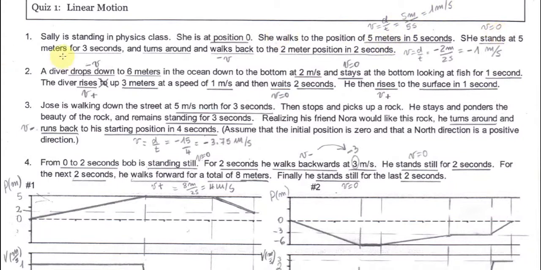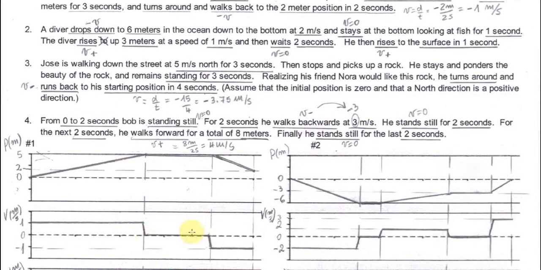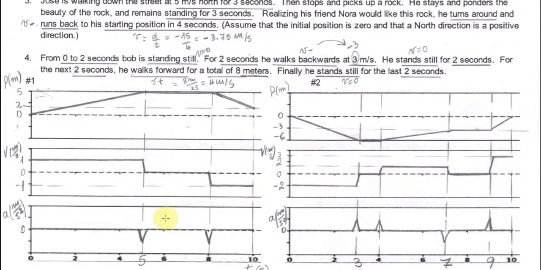She stands there at the 5 meter position. She stays there for a little while, so her velocity is 0 as she's staying there. And that's from 5 seconds to 8 seconds. So that's for 3 seconds she stands still. And then she comes back to position 2, which means she has to move 3 meters in a negative direction. So she's going to have a negative velocity here as she comes back. And it looks like it takes her 2 seconds to do that.